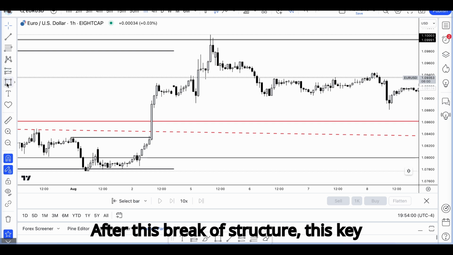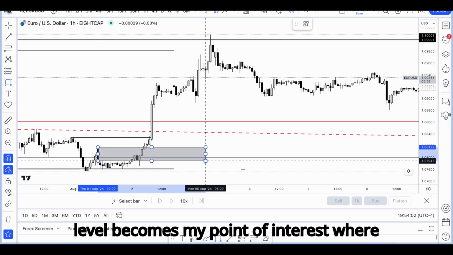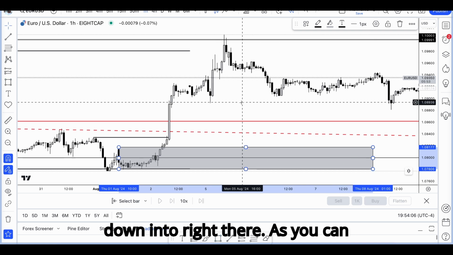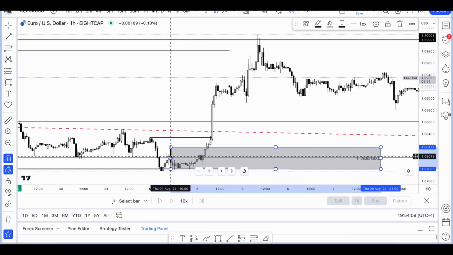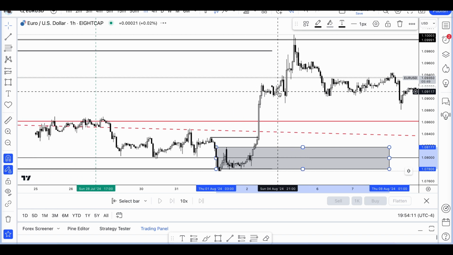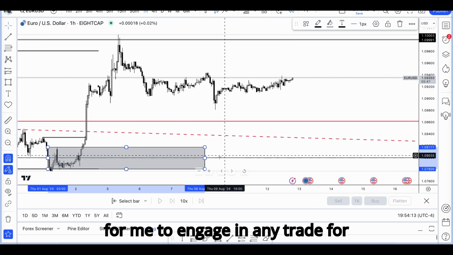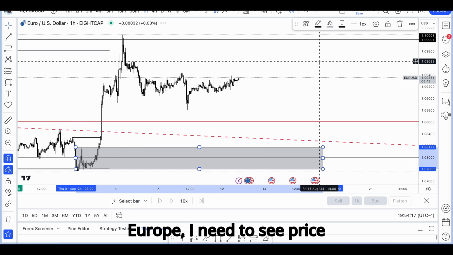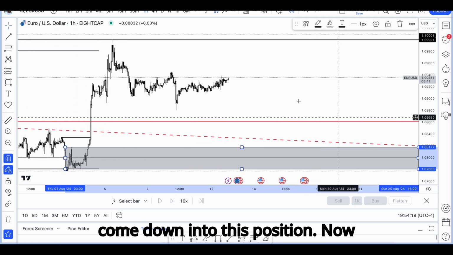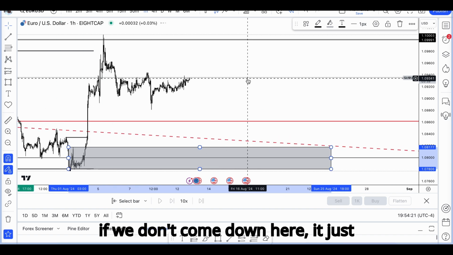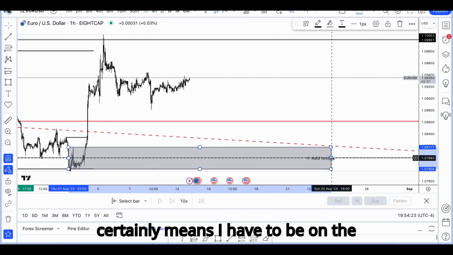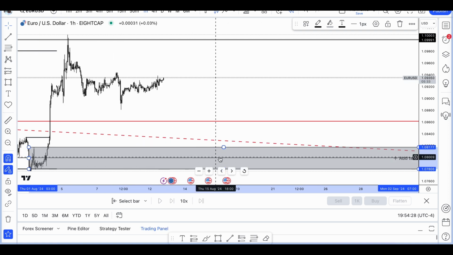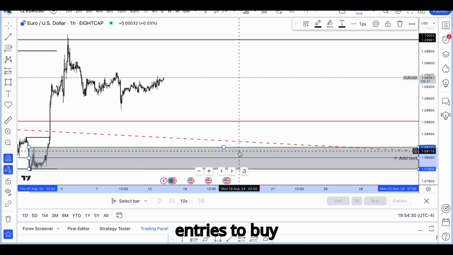After this break of structure, this key level becomes my point of interest where I'm anticipating to see the market come down into. And right there, as you can see, for me to engage in any trade for euro, I need to see price come down into this position. Now, if we don't come down here, it just certainly means I have to be on the sidelines. But if we come down here, that is when I'll now start looking for entries to buy.